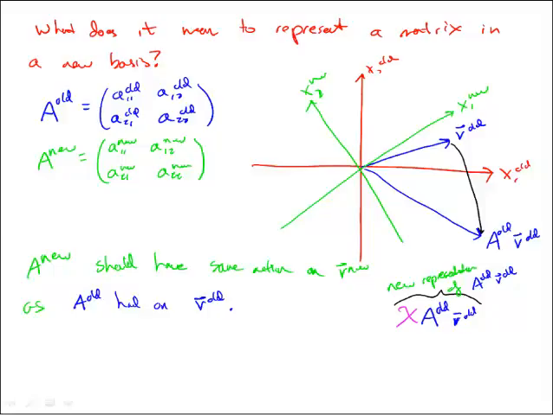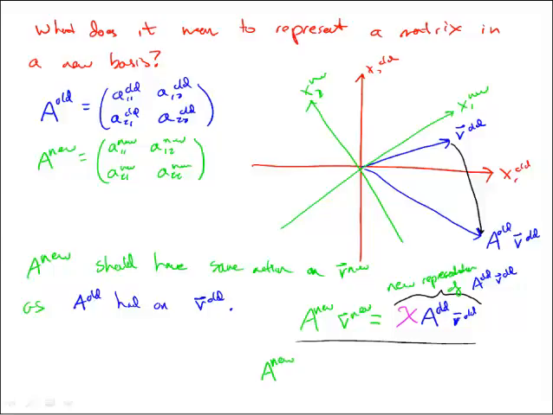And so now what do we want that to be equal to? Well, we want the representation of A old V old in the new basis to be equal to A in the new basis multiplied by V in the new basis. So all this says is that A new times V new is A old times V old, but represented in the new basis. But what equation do we have for V new?